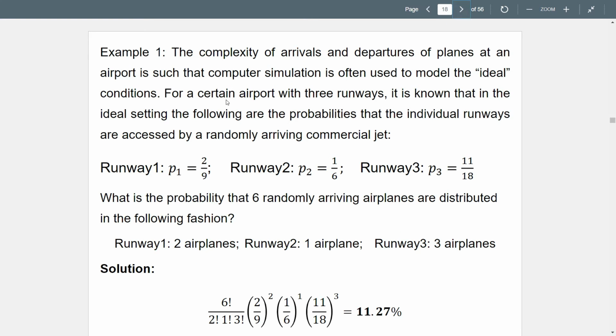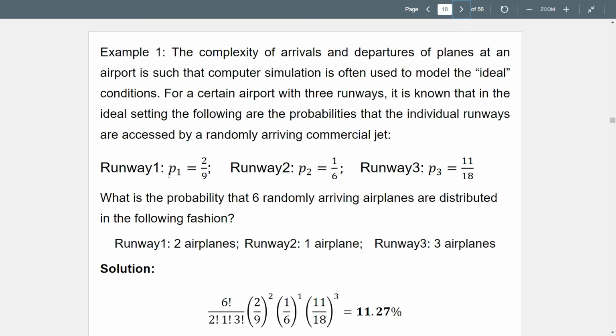The complexity of arrivals and departures of planes at an airport is such that computer simulation is often used to model the ideal conditions. For a certain airport with 3 runways, it is known that in the ideal setting, the following are the probabilities that the individual runways are accessed by a randomly arriving commercial jet.